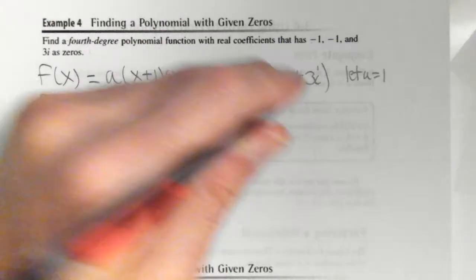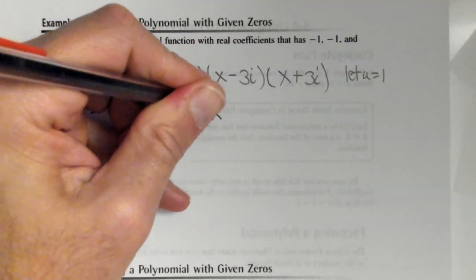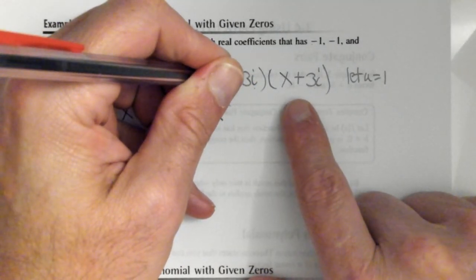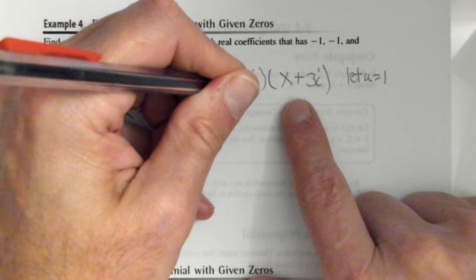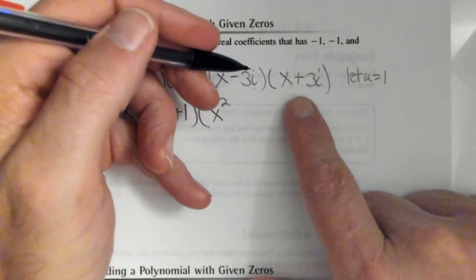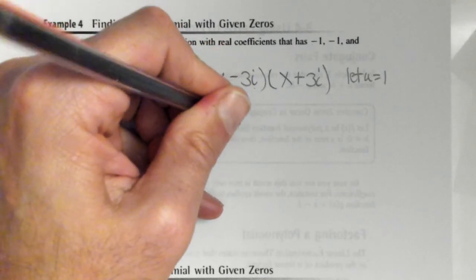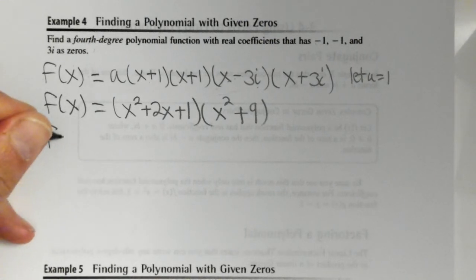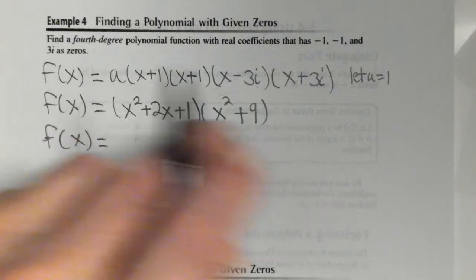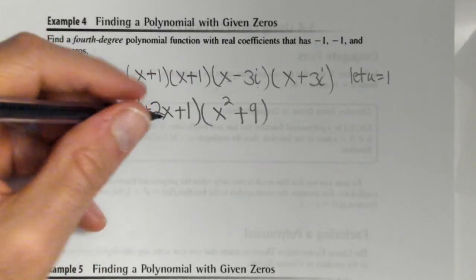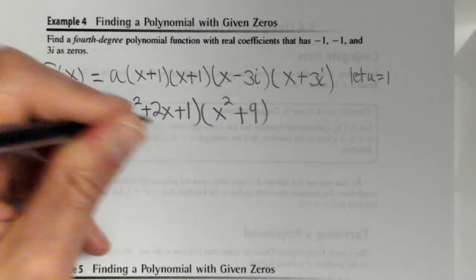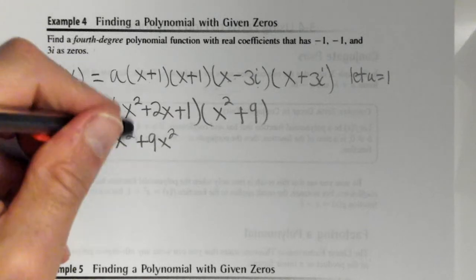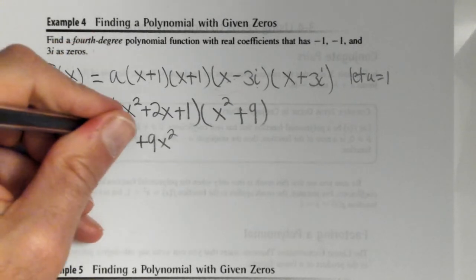Now let's multiply these two together. We're going to get x squared, the middle terms disappear, and then this is going to be negative 9i squared. But remember, what's i squared? Negative 1. So negative 9 times negative 1 is positive 9. Alright, so we've got that multiplied out. Now I have to multiply these two together again. x squared times x squared is going to be x to the fourth. x squared times 9 is plus 9x squared. I said x to the fourth, but I wrote x squared. Let me change that to 4.